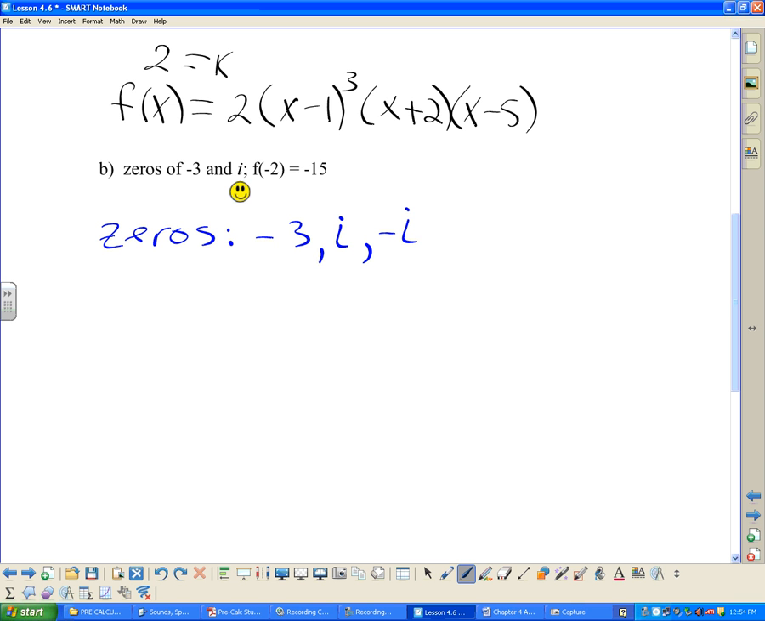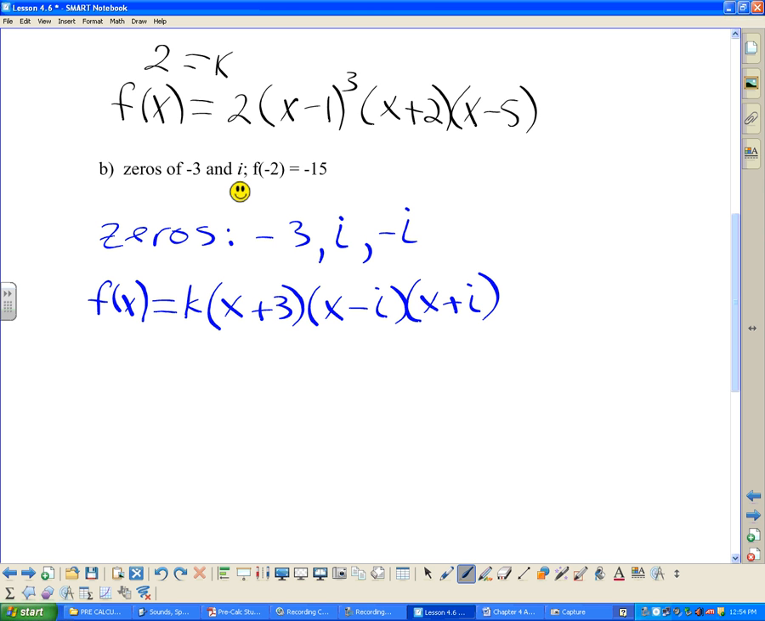So when I write this in factored form, then I'm going to get k times x plus 3 for -3, x minus i for the plus i, and x plus i for the -i. Now in this situation, when you do have complex roots, the first thing you are going to want to do is multiply them together before we put -2 in for x and -15 in for f of x. So we're going to do that multiplication.